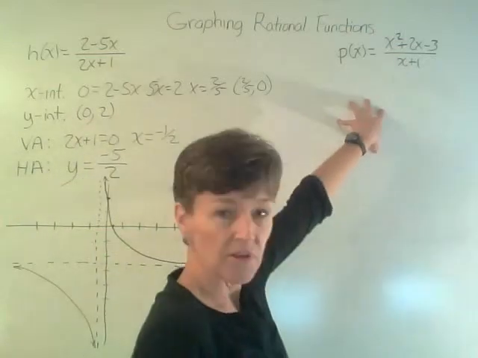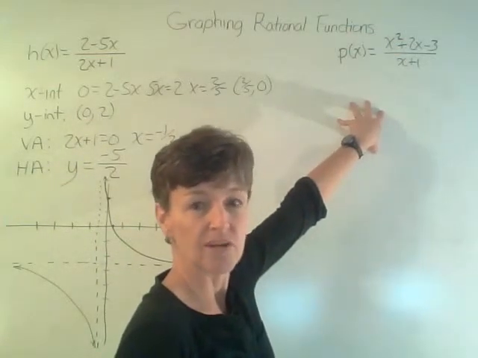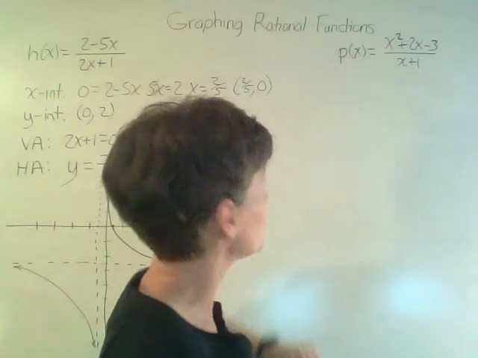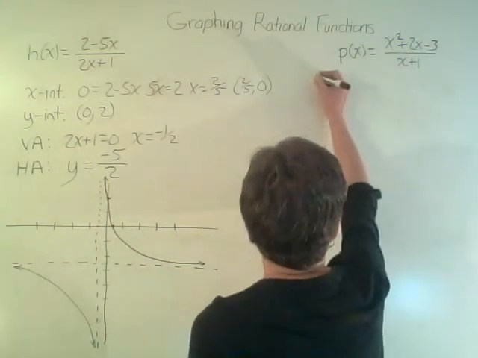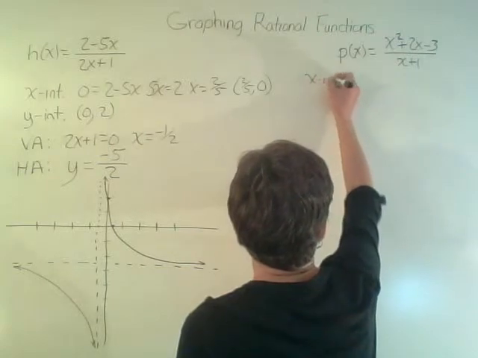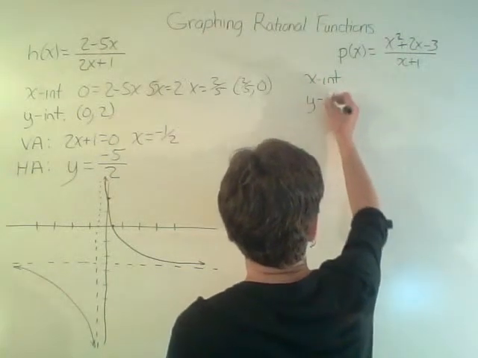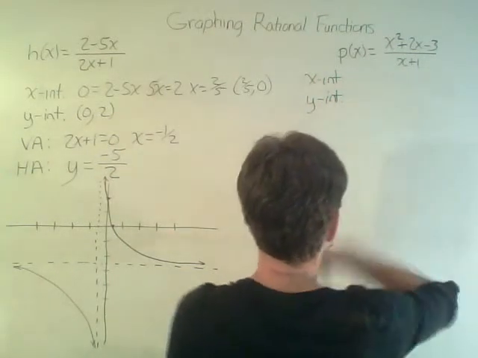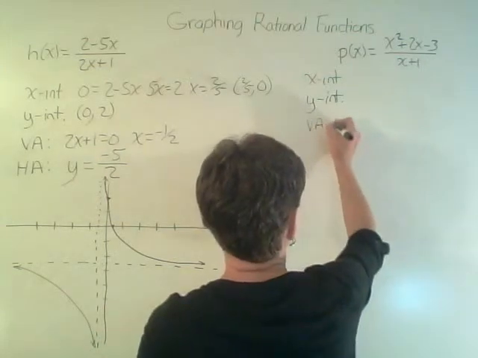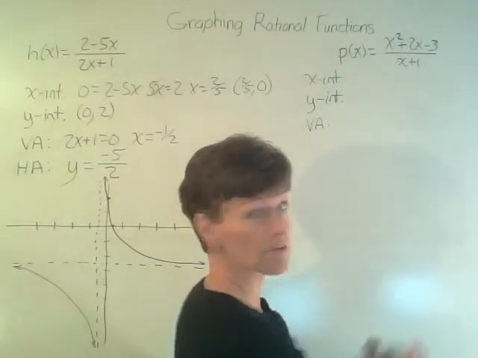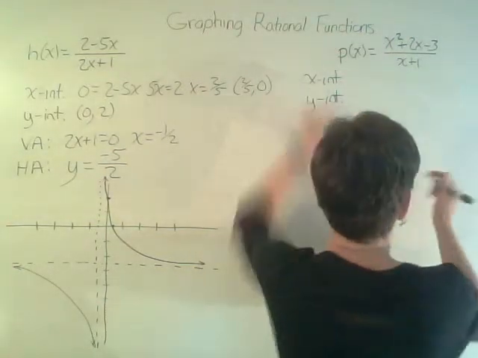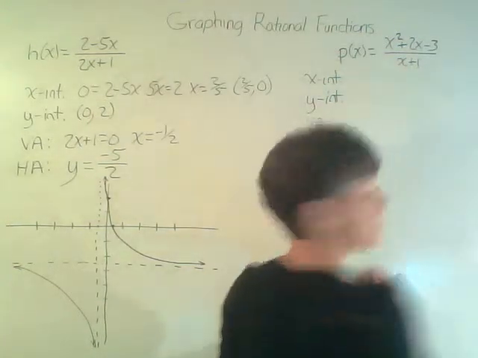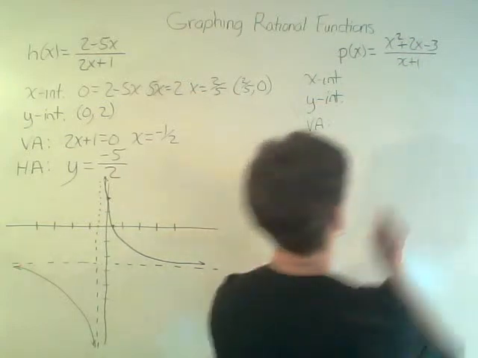All right, well, let's talk about this one. This is the third category of rational functions where the degree of the numerator is larger than the degree of the denominator. First, we'll get our x-intercepts, y-intercepts, vertical asymptotes, and then we're going to have a discussion about the horizontal asymptote. Right, my x-intercept, I only need to look at the numerator. Well, that numerator can be factored, all right?